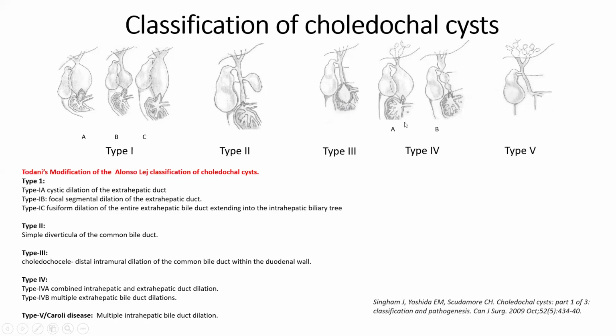Then type 4 is divided into type 4A and type 4B. So in type 4A choledochal cyst, you will find an extrahepatic dilatation of the CBD as well as multiple dilatations of the intrahepatic portion of the bile duct. In the 4B, you have only multisegmental dilatation of the extrahepatic bile duct. Type 5 is classically multiple intrahepatic dilatations of bile ducts only, which is called Caroli's disease.